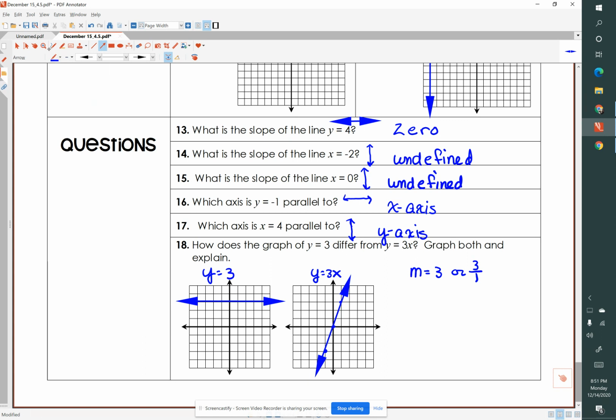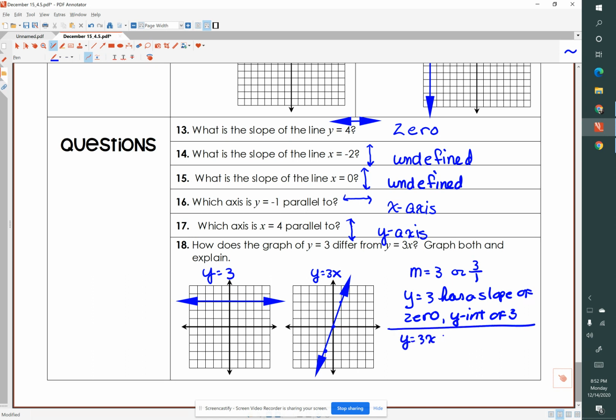So if we were to write out that answer, we would say y equals 3 has a slope of 0 and a y-intercept of 3. Now, y equals 3x has a slope of 3 and a y-intercept of 0.